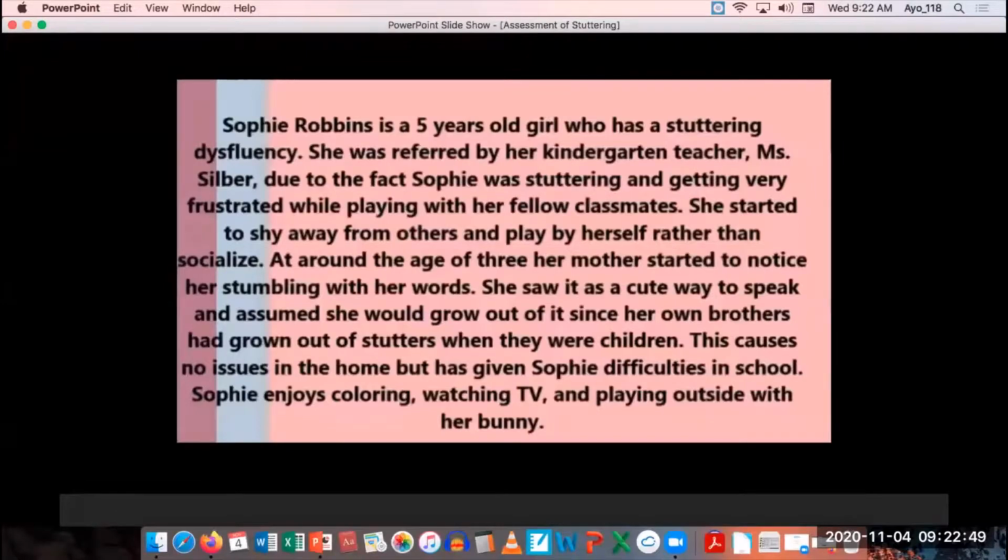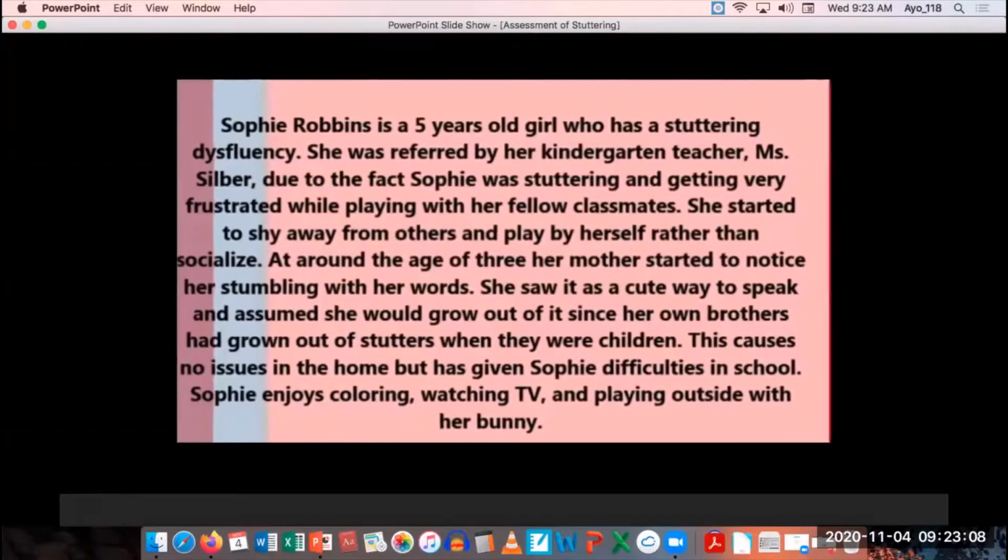At around the age of 3, her mother started to notice her stumbling with her words. She saw it as a cute way to speak and thought she would soon grow out of it, since her own brothers had grown out of stutters when they were children. This causes no issues in the home, but has given Sophie difficulties in school. Sophie enjoys coloring, watching TV, and playing outside with her brother.